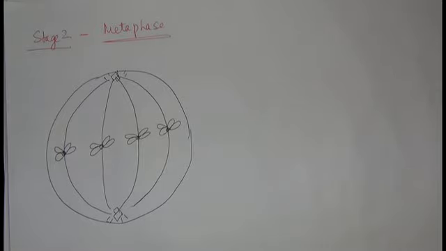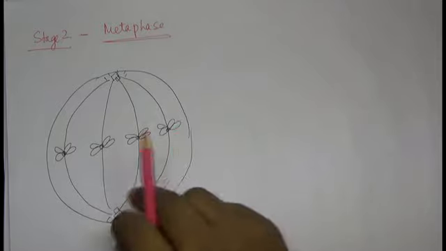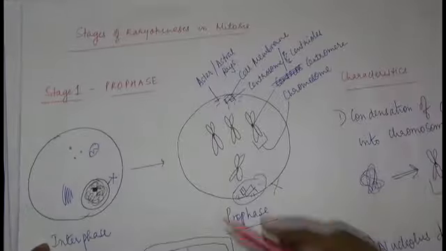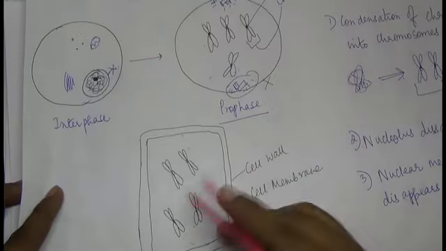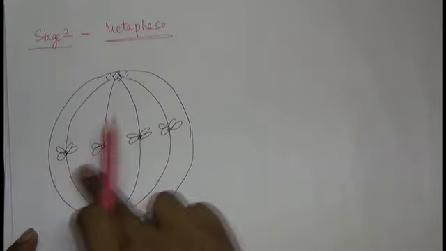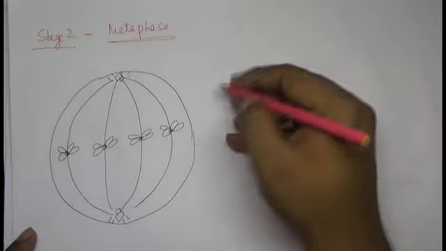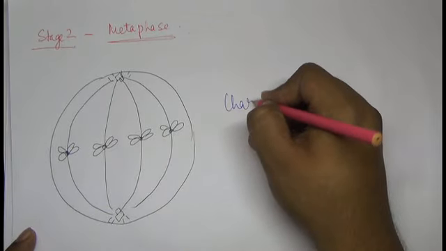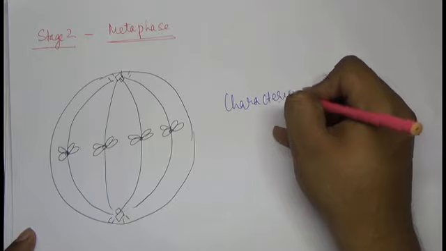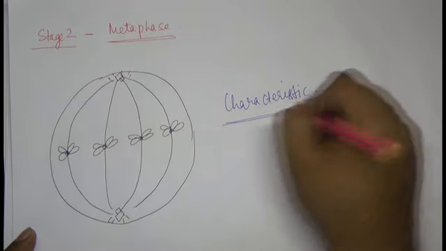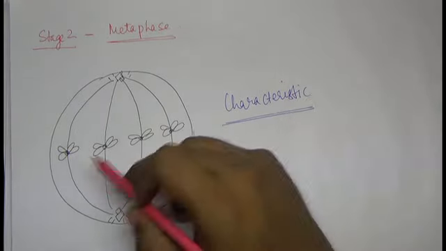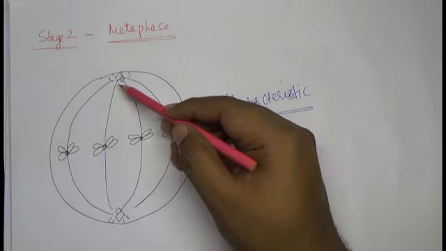We come to the second phase of karyokinesis of mitosis. What do we see? That the chromosomes which were arranged haphazardly have now arranged themselves in a specific pattern. Okay, the chromosomes have aligned themselves. Basically, metaphase has only one or two characteristics.